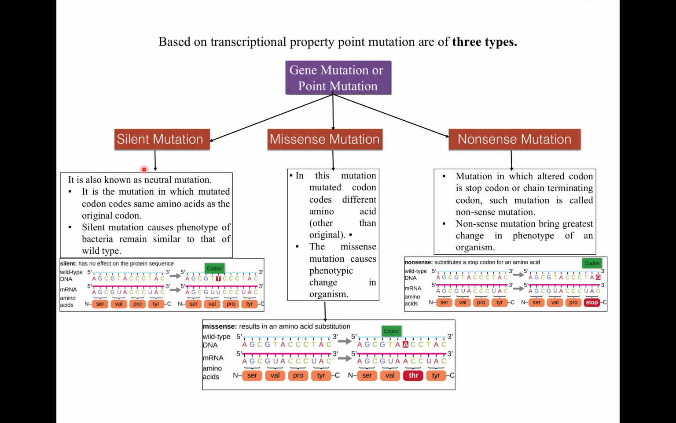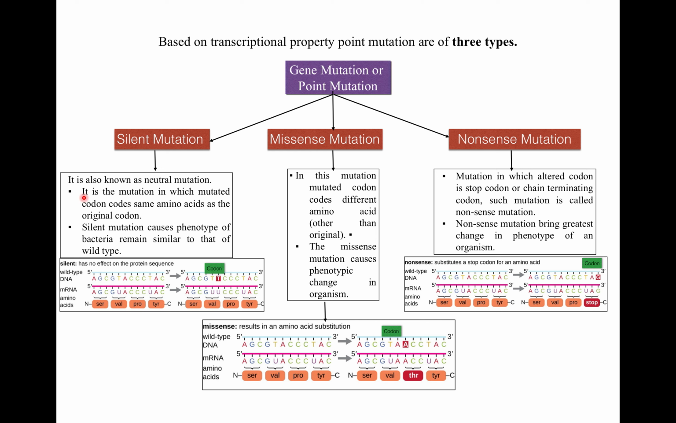Now based on transcriptional property, point mutation can be of 3 types. That is silent mutation, missense mutation and nonsense mutation.